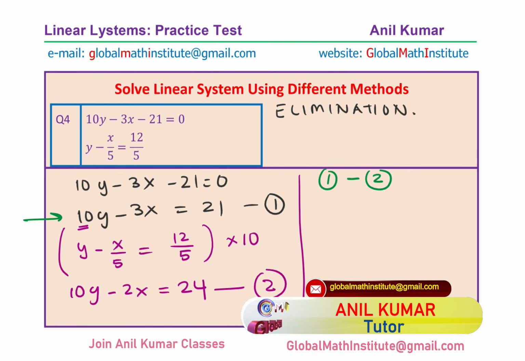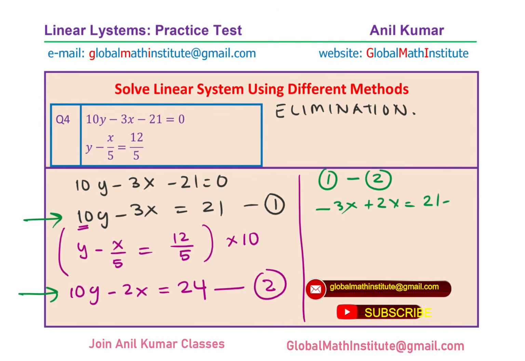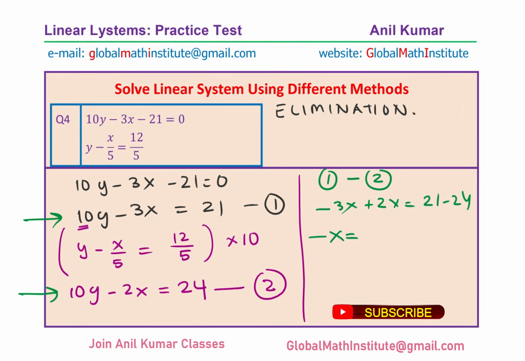So if I take away the second equation from the first, y terms will cancel and we get minus 3x, and this becomes plus 2x, right? Equals 21 minus 24. Clear? So that is minus x is equal to minus 3, or x is equal to 3. Make sense? Now we can substitute the value of x and find the value of y, right? So you could substitute in the very first equation. So let's do it.